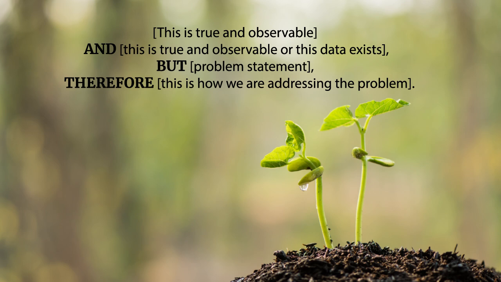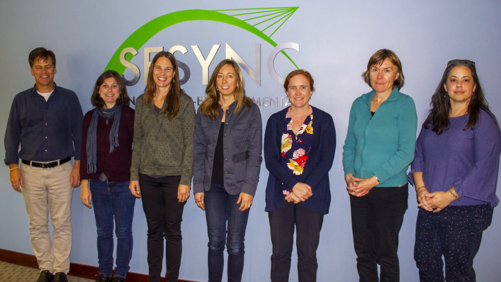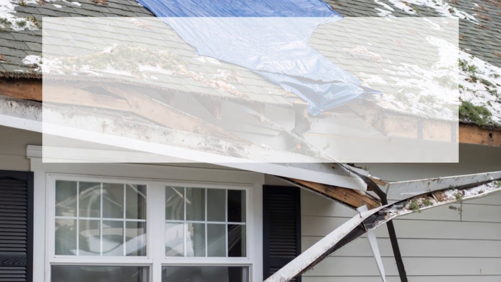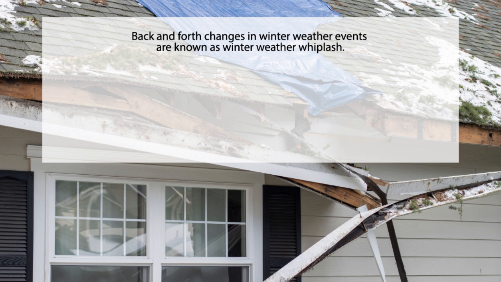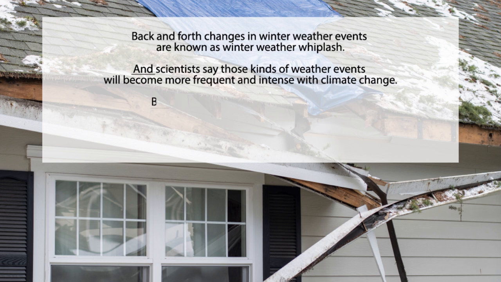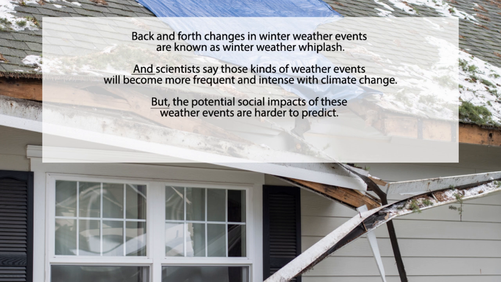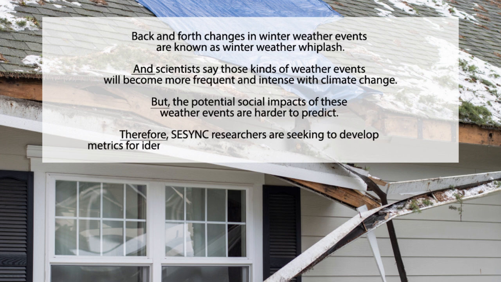This is an example based on a SUCCINCT team's work, and they were doing winter weather whiplash. Our first statement is: back and forth changes in winter weather events are known as winter weather whiplash. And scientists say those kinds of weather events will become more frequent and intense with climate change. But now here's where we introduce the problem. The potential social impacts of these weather events are harder to predict. Therefore, SUCCINCT researchers are seeking to develop metrics for identifying those events and determining their impacts.